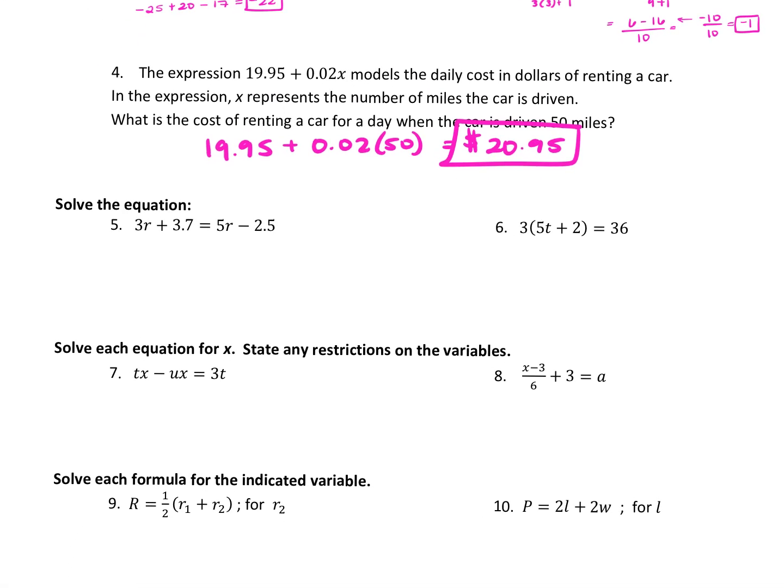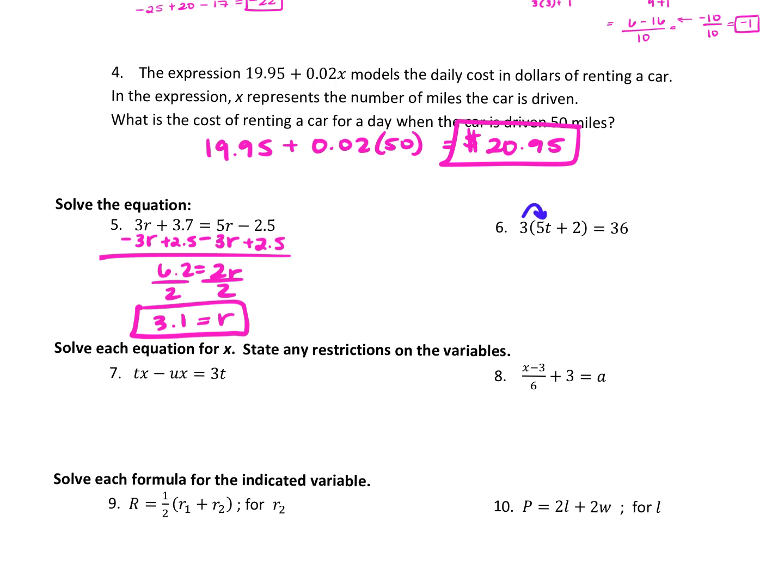Number 5, solve the equation. So we want to get our like terms together. So this is 2r, our equal sign is here. I'm going to add the 2.5 to both sides. So 2r equals 6.2, and then divide by 2. So r is 3.1. Stuff feels too easy now, huh? You guys are so smart.